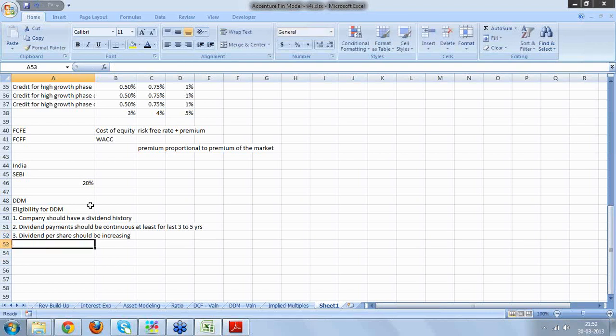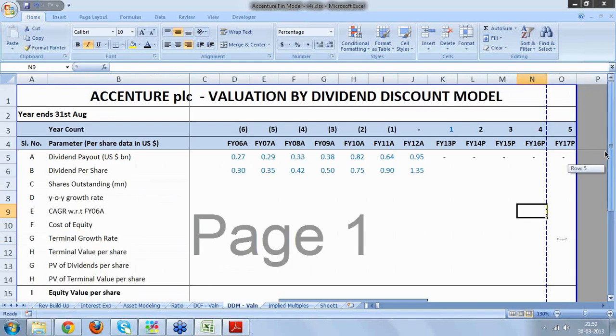So companies should have a dividend history, one. Secondly, a continuous dividend history for at least the last 3 to 5 years. And the third, dividend per share should be increasing. If not increasing, it should be at least constant. If it's declining, then DDM will not give you the right value. So let's see if our company fulfills all these criteria.